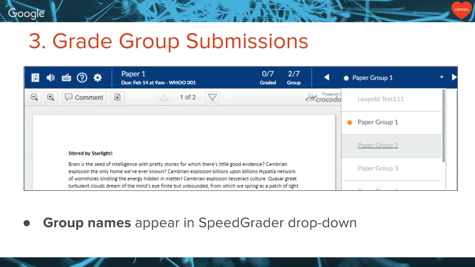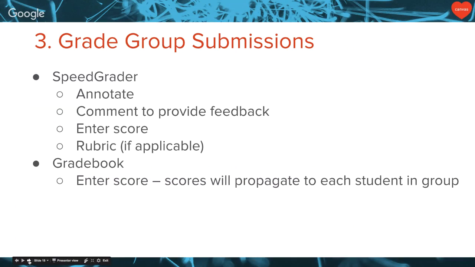So if you go into your SpeedGrader, you will recognize that instead of a drop down that has student names, you will see that those drop downs will have group names instead. And so you will see one submission per group and be able to, just like anything else, annotate, depending on the submission type. This is an example of a document, but you'll still be able to annotate or comment and provide feedback to everybody in the group. In the comment section, it'll go to everybody.